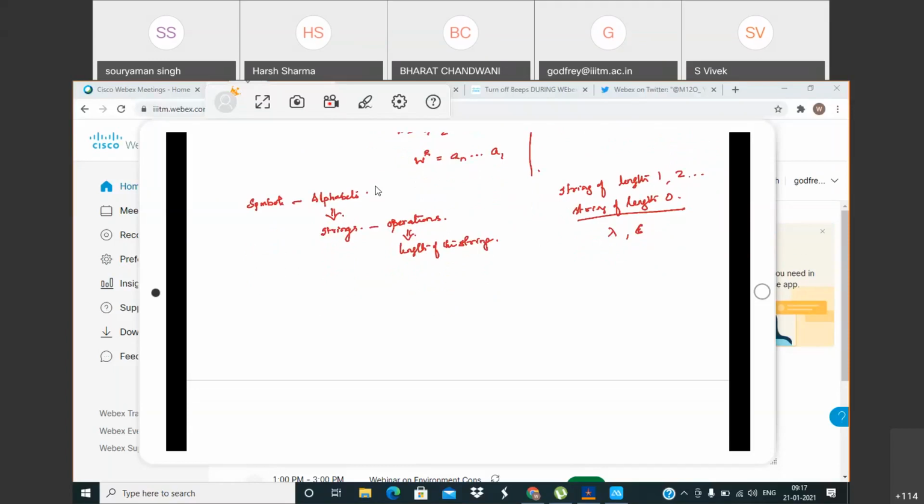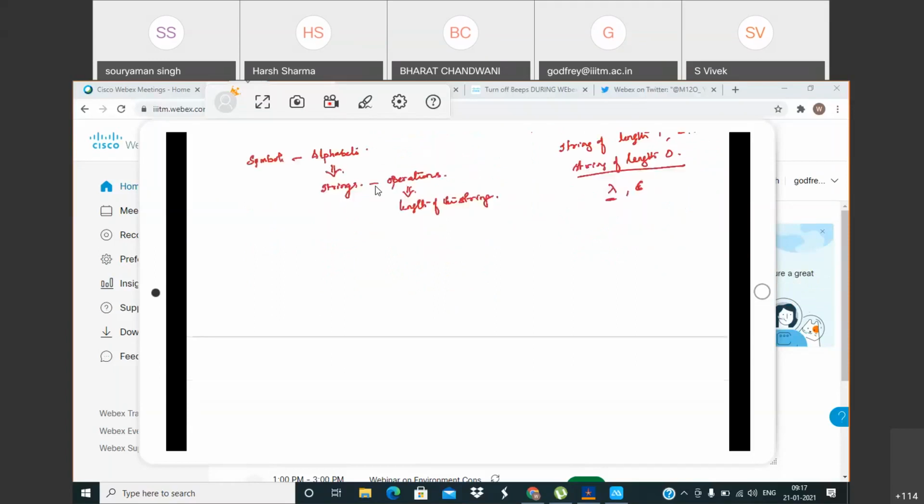So now we already know that lambda is going to denote the string of length 0. If you take the cardinality of a string of length 0, you're going to have the value 0. This means it's an empty string, so lambda means the string with no symbol at all.